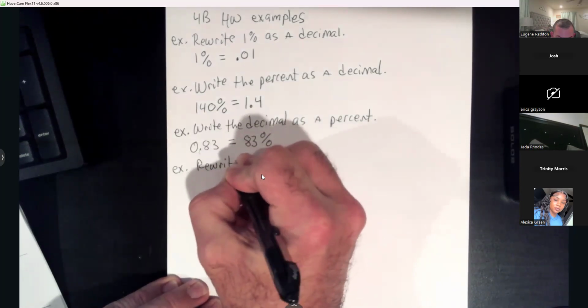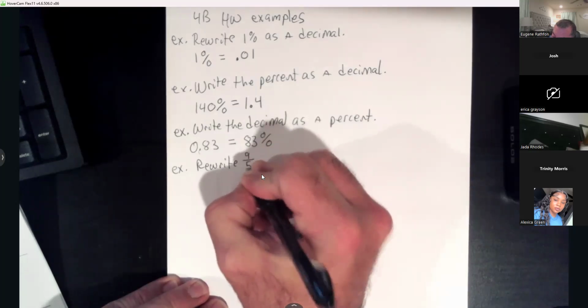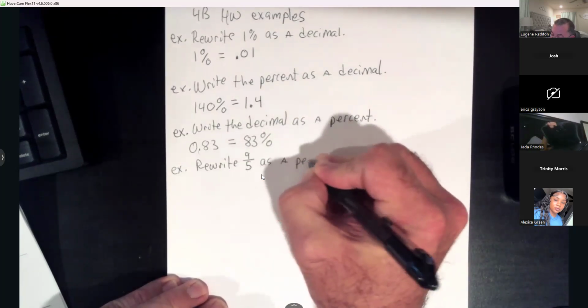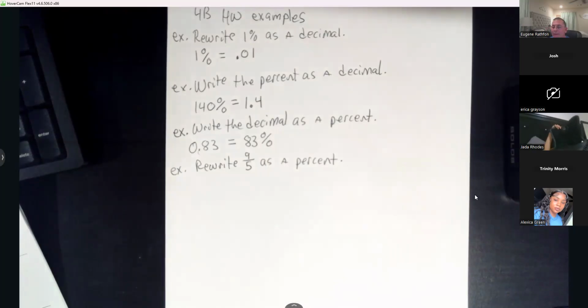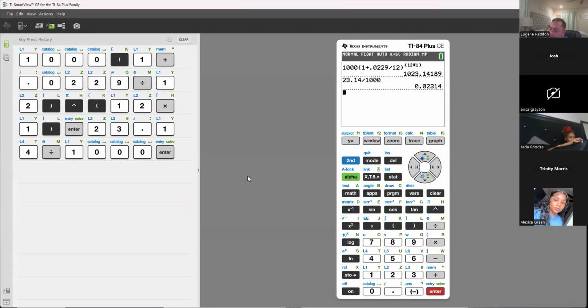Rewrite 9/5 as a percent. So on that one, you're going to have to take that calculator and figure out what 9 divided by 5 is in decimal form. So 9 divided by 5 equals 1.8. And now that 1.8 needs to be turned into percent out of decimal form.